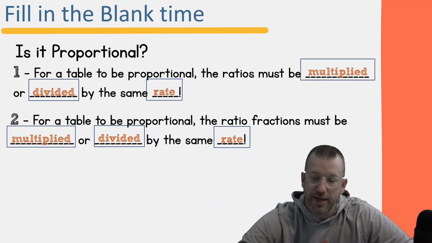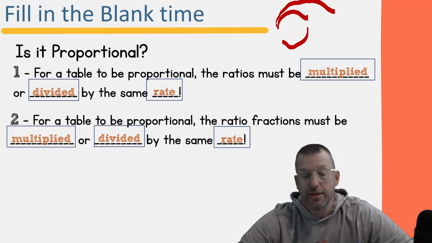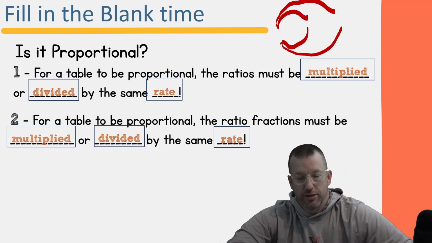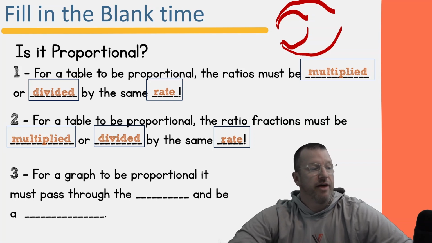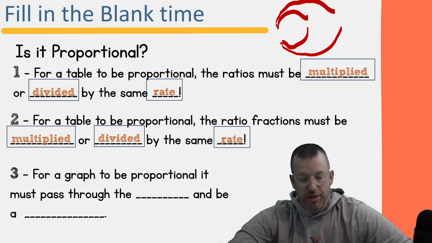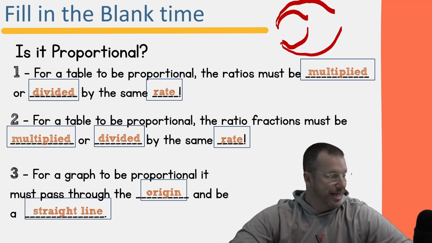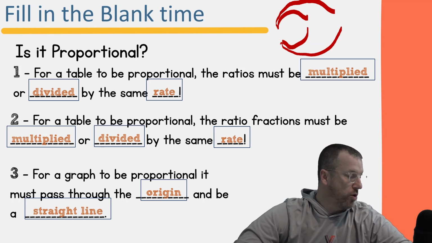It's the same thing. So when we had the table, we multiplied the top by 2, we had to multiply the bottom by 2. If we multiply the top by 6, we have to multiply the bottom by 6. All of those have to work out to be equivalent. And then finally, for a graph to be proportional, it must pass through the origin. So it has to start at 0, 0, and it must be a straight line. Good work.